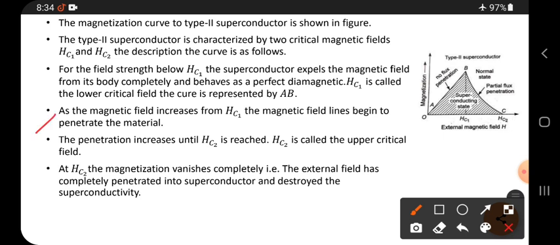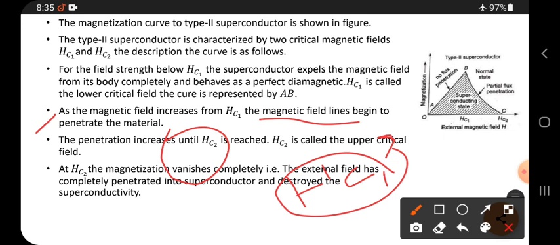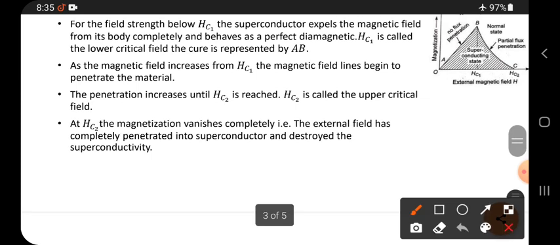Next, as the magnetic field is increased beyond Hc1, what happens? The magnetic lines begin to penetrate through the material. Below this, it is a diamagnet or superconductor. Just above it, the magnetic lines of force slowly start penetrating. Penetration increases until Hc2 is reached.